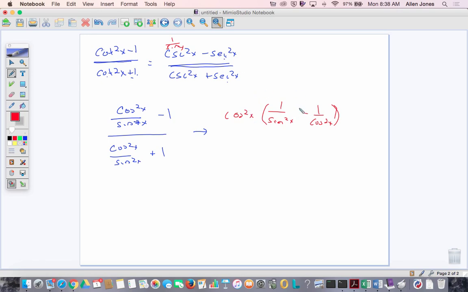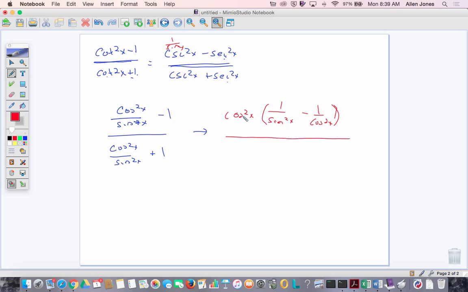Going back down to here, if I were to multiply this back together, I'd get back to here just in a different format. So cosine squared times this will get me this, cosine squared over sine squared, cosine squared times my second fraction. The cosine squared would cancel. I'd be left with 1. So same value, just in a different form.